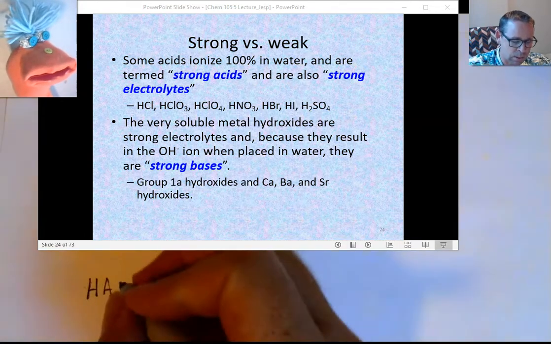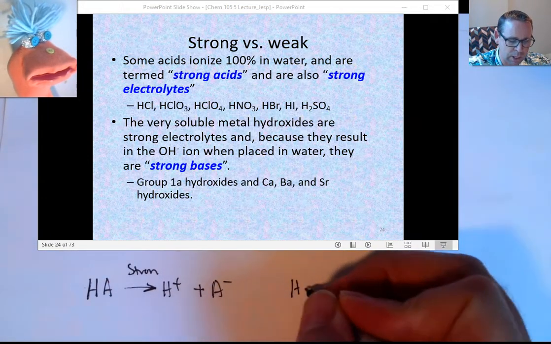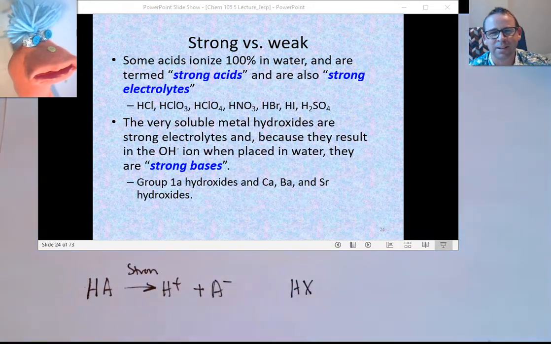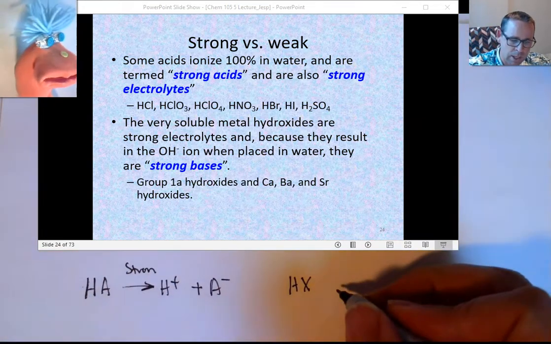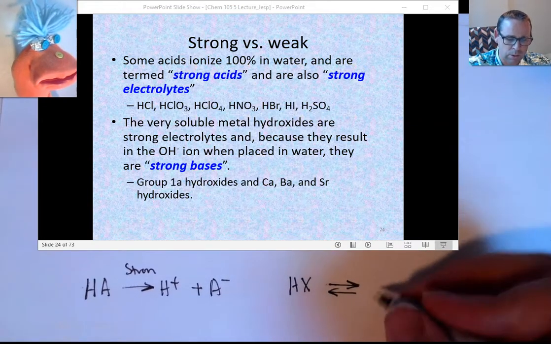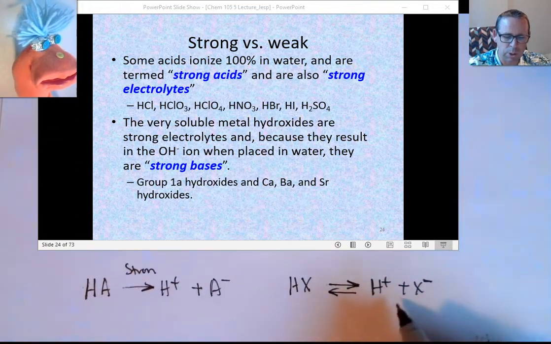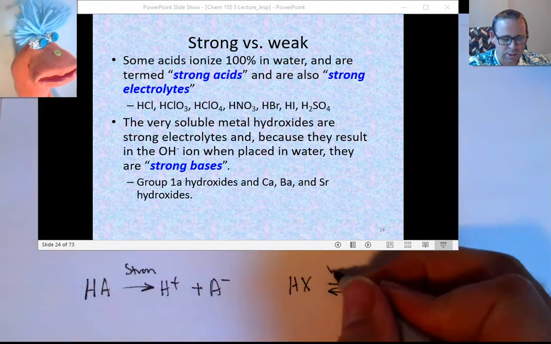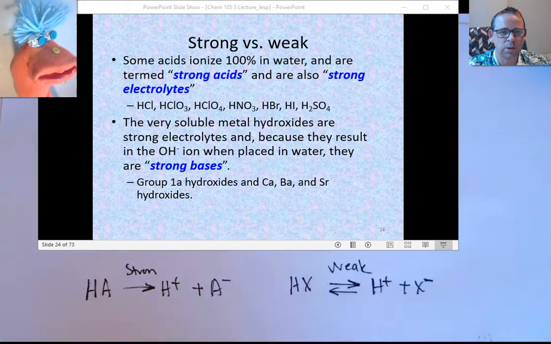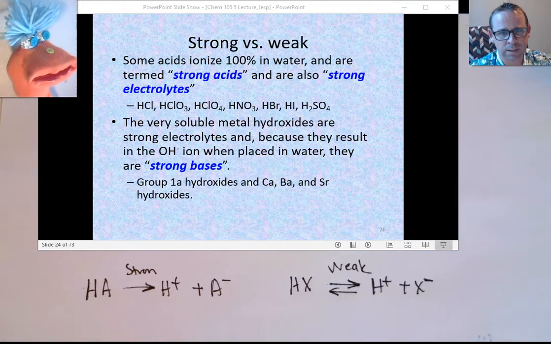If some other generic acid, which we'll call HX, is a weak acid, then we can draw it with two arrows to show that, yes, it dissociates, but the resulting products come back together. So there's one way that we can indicate with our writing that something is a strong or a weak acid.